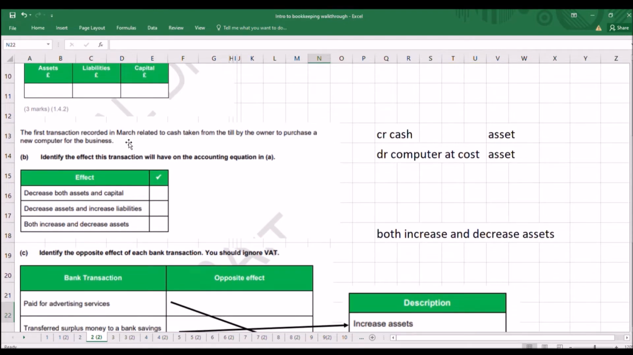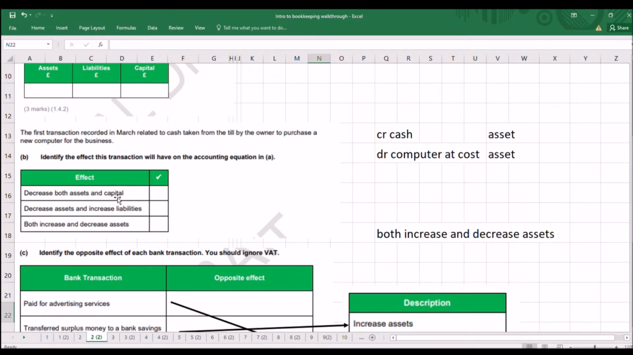The first transaction recorded in March is cash taken from the till by the owner to purchase a new computer for the business. So what's going on here then? We've got credit cash, because our cash, which is our money in item and an asset, is going down. A reduction in the money in item is a negative money point. In other words, that's a credit, the cash item, credit, asset. And we're buying a computer, so we've got an increase in the money in item. An increase in the money in item is a debit. So we've got a credit, asset, debit, asset.